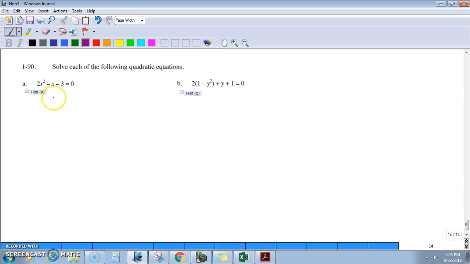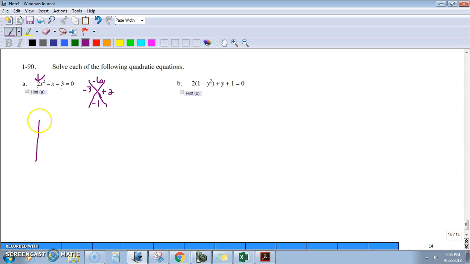Can we factor this? Oh, nope, we can factor it, but since that is not a 1, it makes it a little bit more complicated. But that's okay. Let's see if we can factor it. We're going to take 2 times negative 3, and that's going to be negative 6. So we're looking for two numbers that multiply together to give me negative 6, and add up to give me negative 1. Can that be done? Let's see. How about negative 3 and positive 2? I think that works, you guys. Negative 3 times positive 2 is negative 6. Negative 3 plus 2 is negative 1.